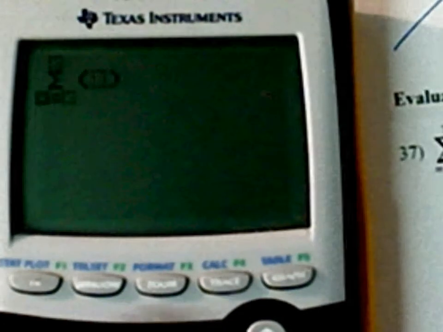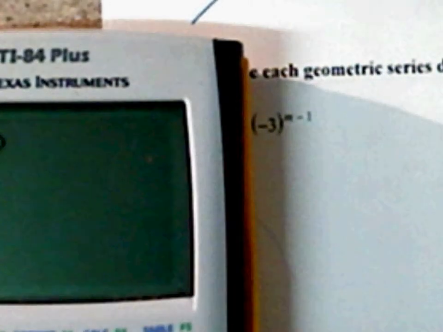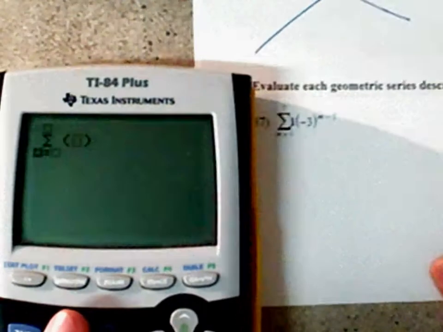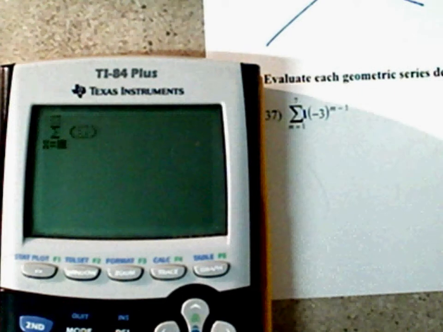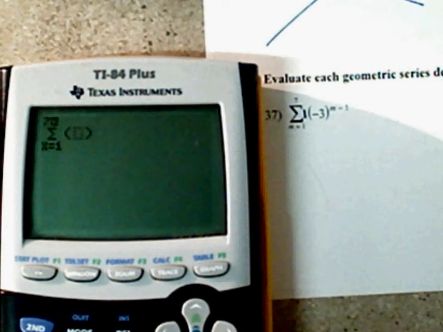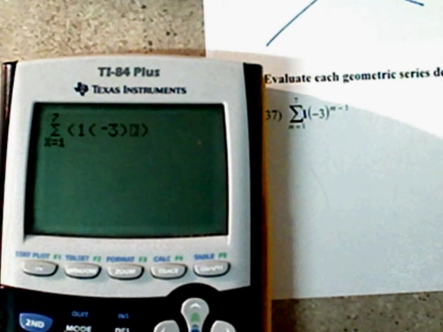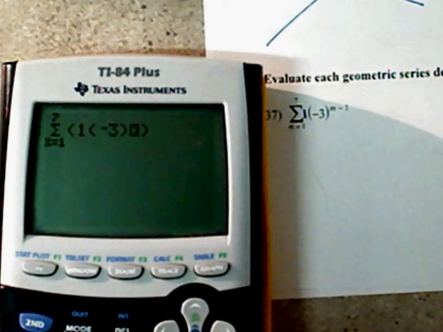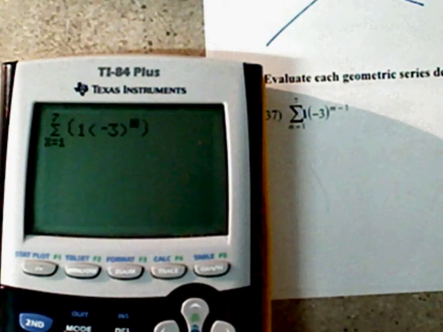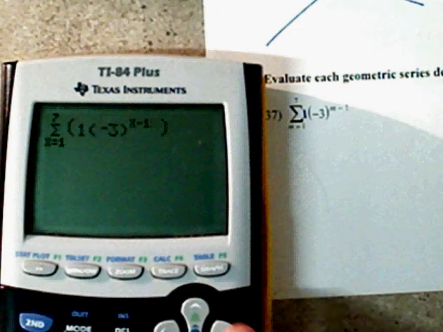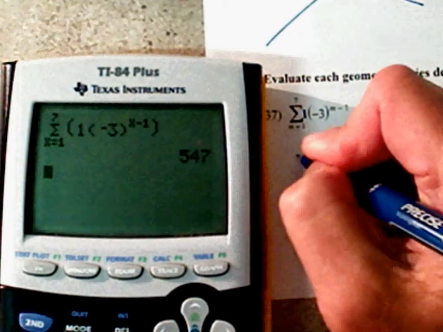Okay? Maybe I made it too big. We'll make it a little smaller. There we go. Alrighty. X is 1. I want 7 terms, and the equation is 1, parentheses, negative 1. It needs that right there. Okay? Times raised to x minus 1. Right click. Comes out to be 547.